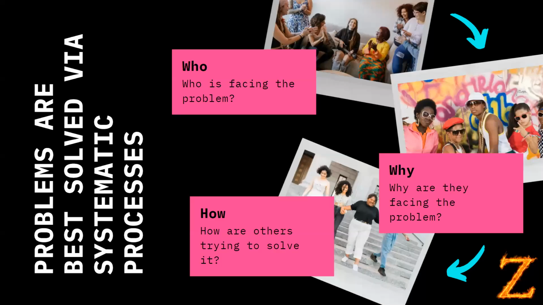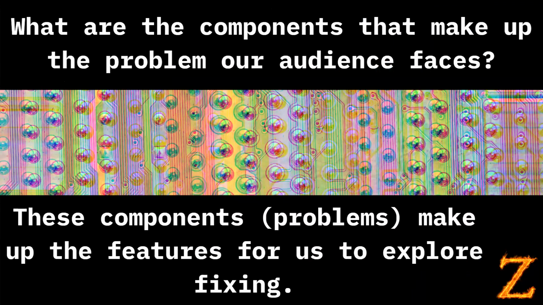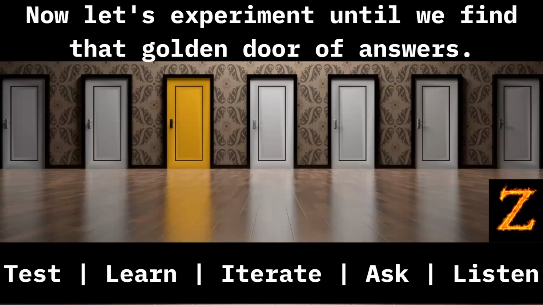So you want to think about who's facing that problem, why are they facing it, and how are others, what is your competition, how are others trying to solve that challenge. You may look at the different components that make up a problem that our audience faces. Those components often make up the features for your app, for your e-commerce solution. And they're the things that you look to explore fixing, if you will.